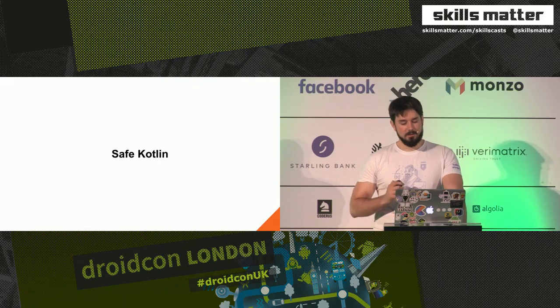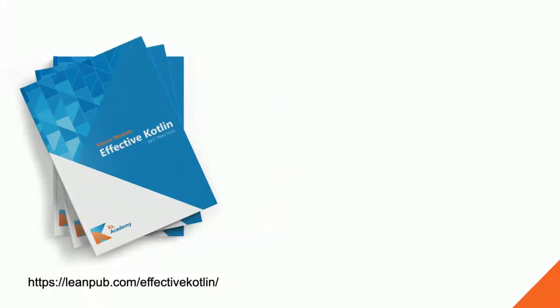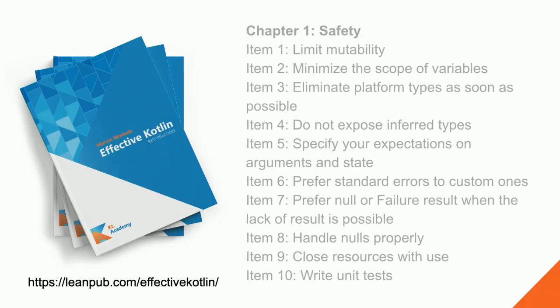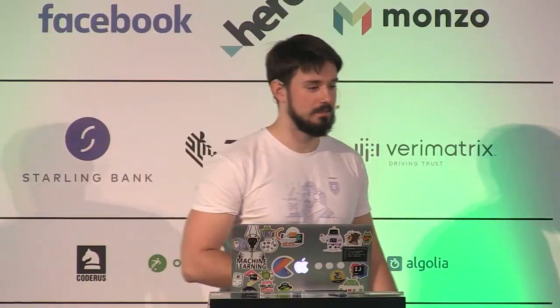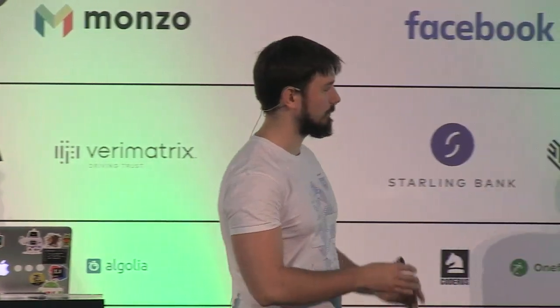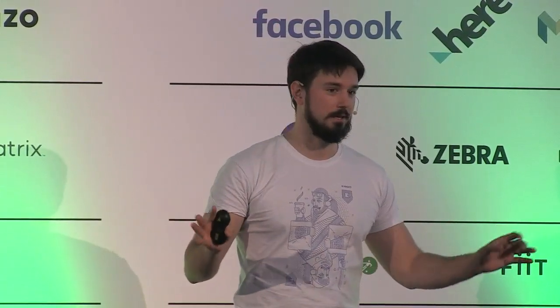This presentation is based on my book, Effective Kotlin, concretely on the first chapter called Safety, and we'll go through the next items. It's a very short overview, as this is like 70 pages or something, so there is still a lot to discover in this topic, but I hope to give you the core ideas.